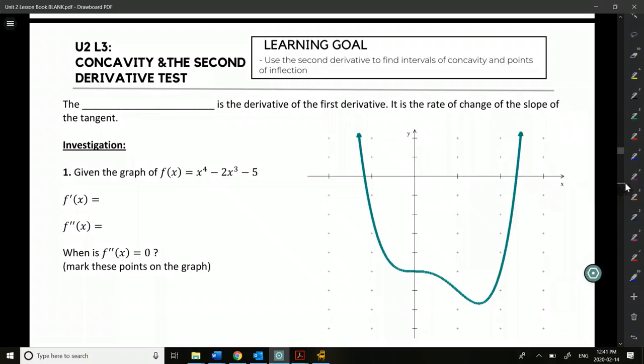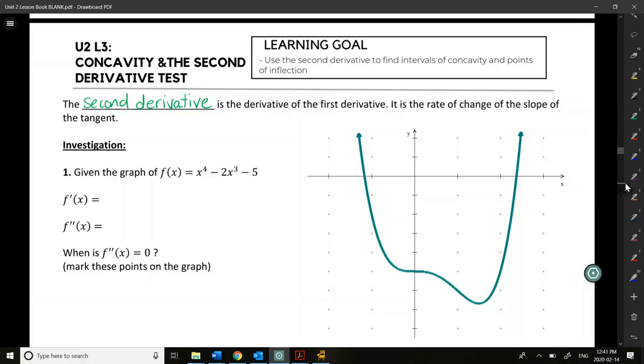Today we're going to talk about how the second derivative can give us information about a function and what that information is. Of course we've talked about second derivatives before, but the second derivative is the derivative of the first derivative. What it tells us is not exactly the slope of the tangent, but how the slope of the tangent changes. So it tells us about the rate of change of the slope of the tangent. How is the slope of the tangent changing along particular intervals?